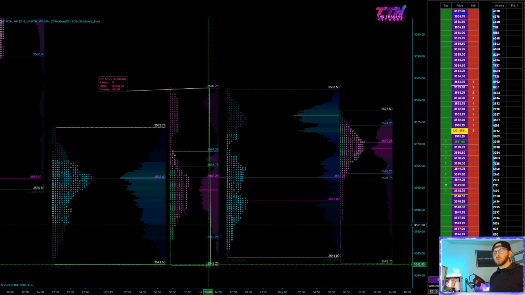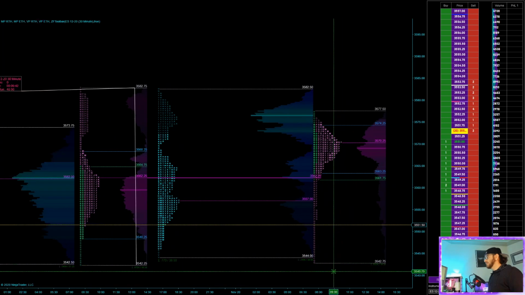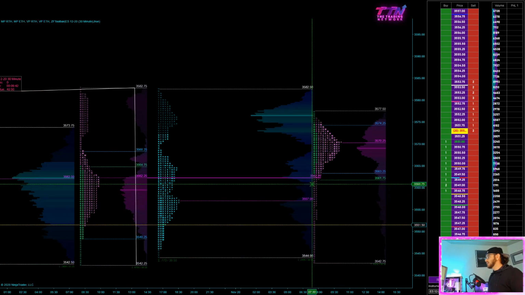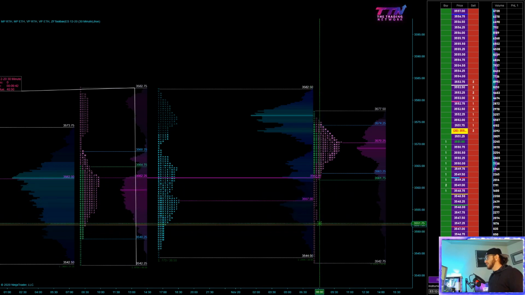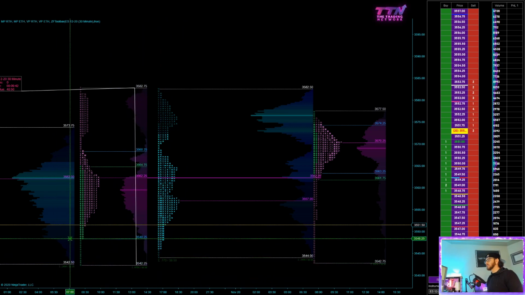So you can see here that what ended up happening is we had the low of the previous profile be the low of today within 2 ticks. Now, that didn't happen until way later in the session. You can see that P period, N period, and then finally Q period pushed down and ran these lows at the end of the day.